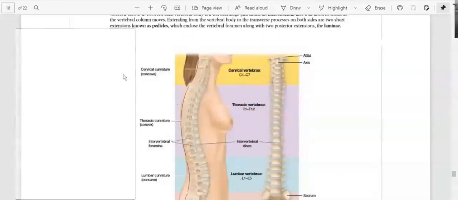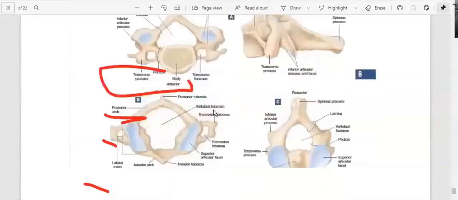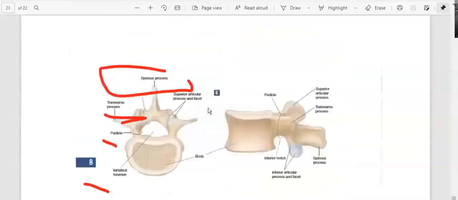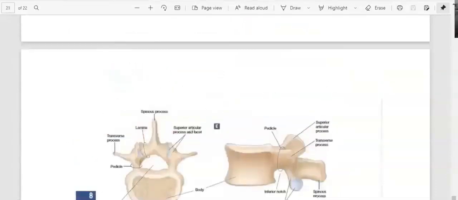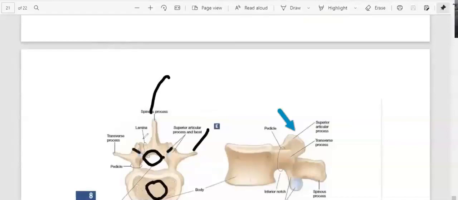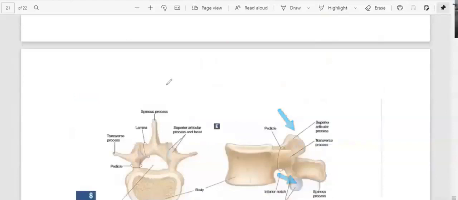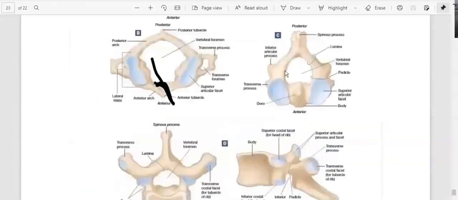If you scroll down, we can look at these vertebrae. Most of the vertebrae are going to have these characteristics: spinous process, transverse process, vertebral foramen, body, superior articulating facet, and at the bottom you should have the inferior articulating facet. This is a lumbar vertebrae. If we look over here, this is a thoracic vertebrae.